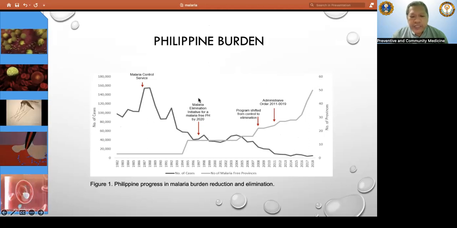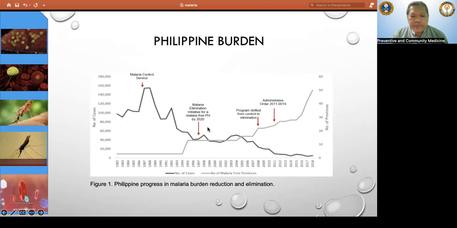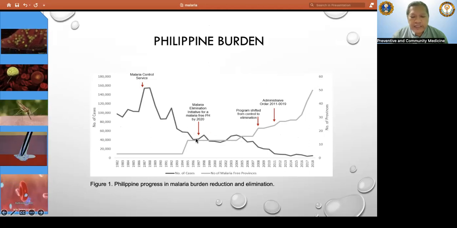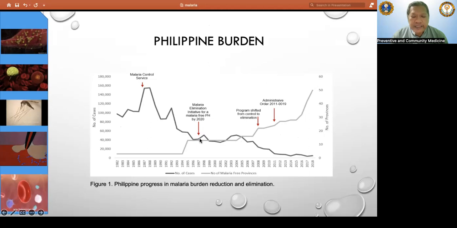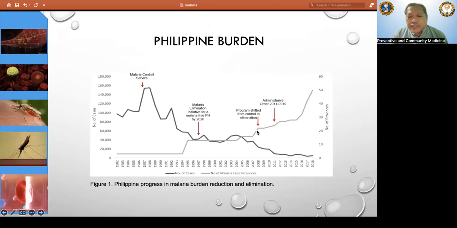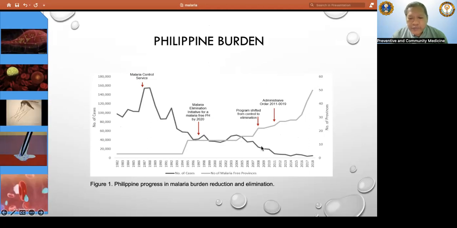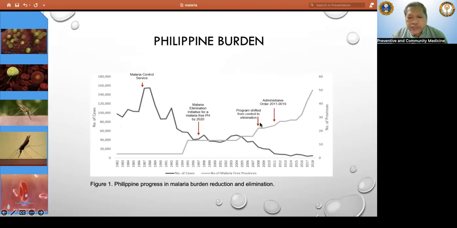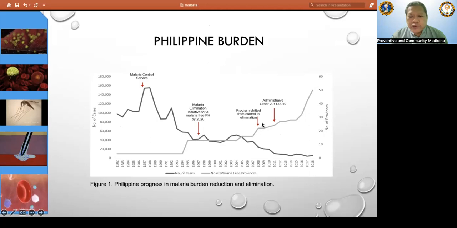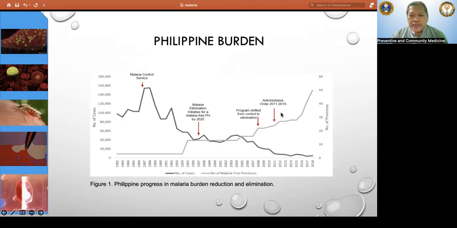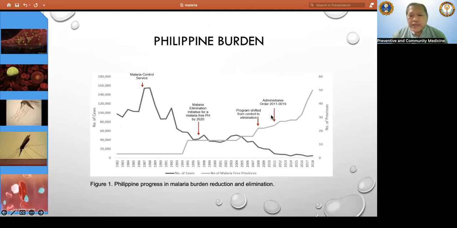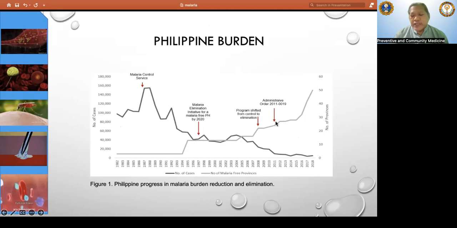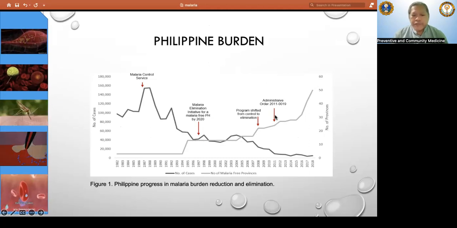This is the Malaria Elimination Initiative for a Malaria-Free Philippines by 2020. It started in this year, 1996, 1997. Then in the year 2000, the program shifted from control to elimination. And here came out Administrative Order 2011-019, our new malaria control program. Okay?